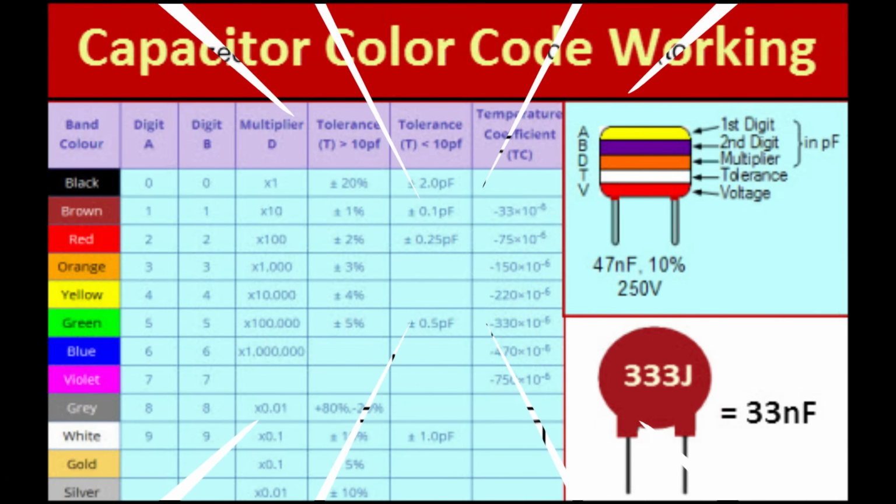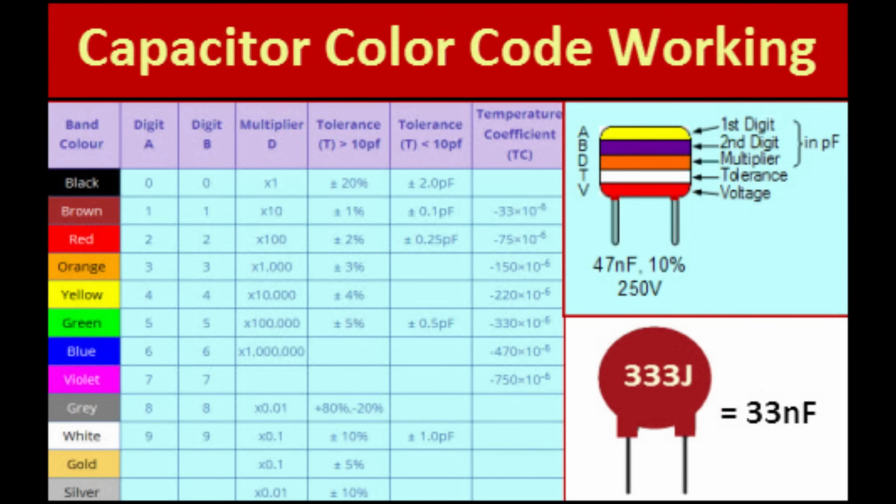Caps are also determined by value. They use color code bands to determine what the actual property of the capacitor is, which, as you can see from the color code graph on this slide.